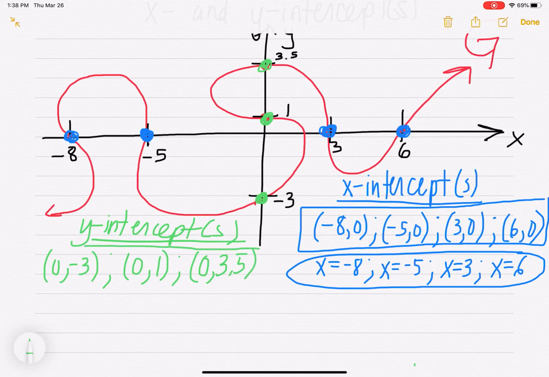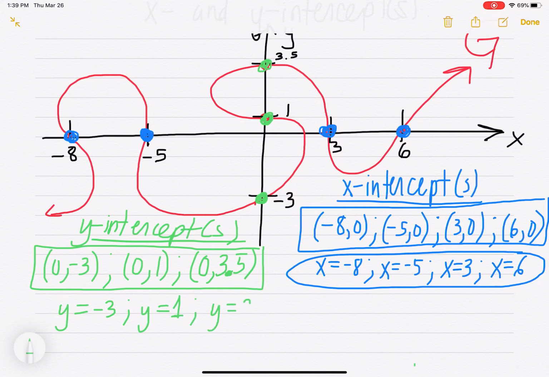So this is the ordered pair version of the y-intercepts. Of course, nowadays a lot of books, like ours, are using just the y-coordinate method. They use y equals -3, y equals 1, and y equals 3.5. This is called the y-coordinate method for writing y-intercepts.